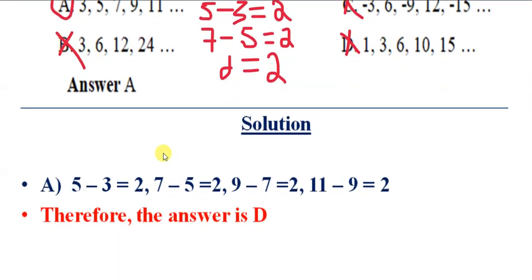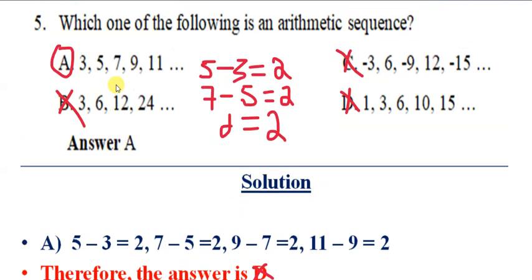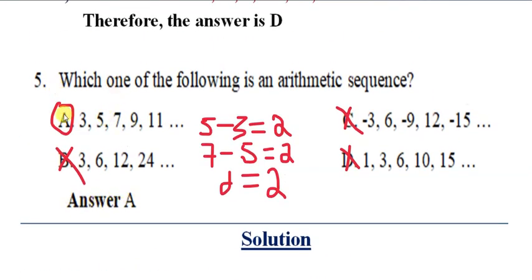Here in the solution, 5 minus 3 is 2, 7 minus 5 is 2, 9 minus 7 is 2, and 11 minus 9 is 2. I am sorry, here it says the answer is D, but it is A. It is already written here, therefore the answer is A. This is the simplest example that can appear on the entrance examination. Let us go to the next question.